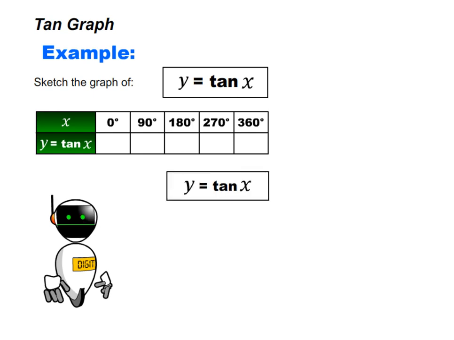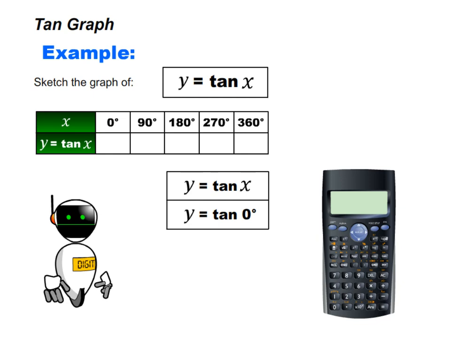Let us write down the equation of our graph, which is y is equal to tan x. Look at the table. Look at 0 degrees, which is here. Let us put 0 degrees in the place of x. So far we have y is equal to tan 0 degrees. Use a calculator. Find the value of tan 0 degrees. What value do you get? I get 0 as my answer.